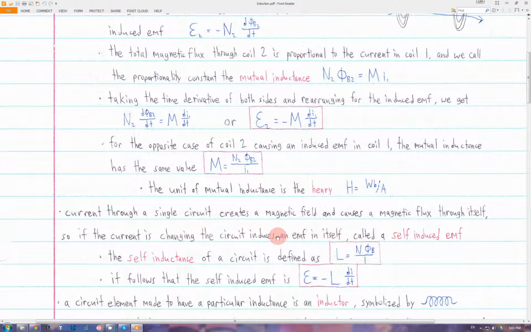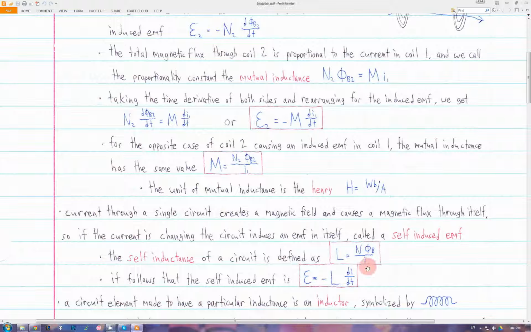So the equations are similar to the case of the mutual inductance, but instead of the mutual inductance M, we use the self-inductance, which is L. So L is a constant specific to whatever conductor is inducing an EMF in itself. The definition of L, the self-inductance, is N, the number of coils, times the flux, divided by the current. And rearranging this equation and taking the derivative, we find that the self-induced EMF is negative L dI/dt.